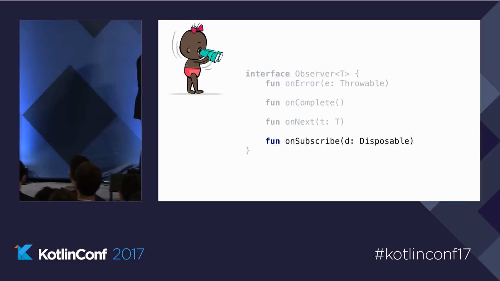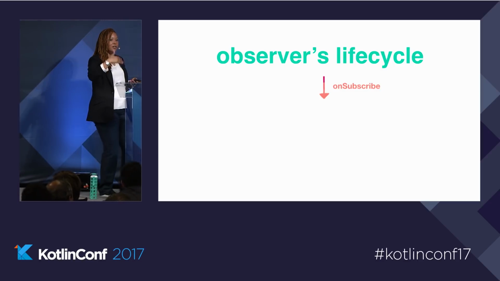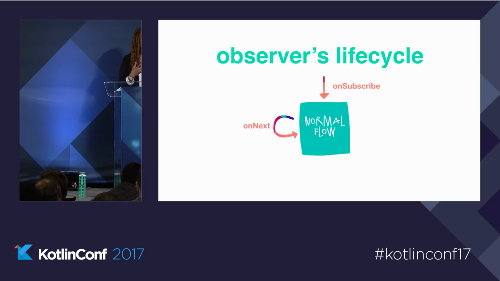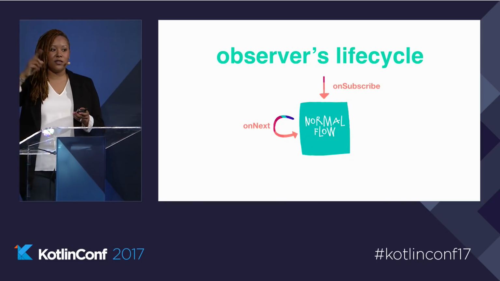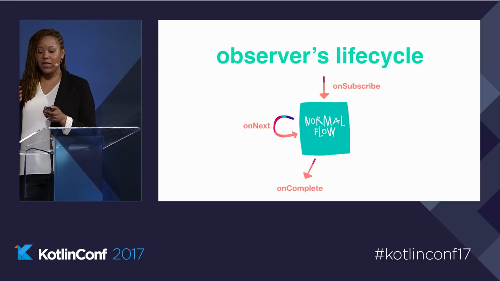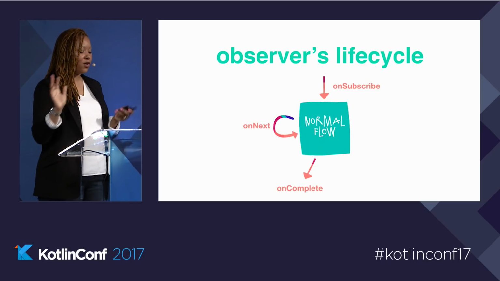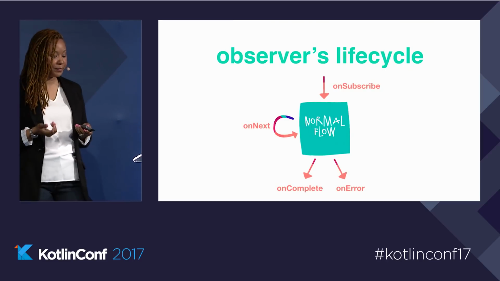So an observer also has a life cycle, and the order of those methods needs to be respected. Whenever it is subscribed, it has to have a call to the onSubscribe method. And then during the normal flow of its life cycle, there can be 0, 1, or many calls to its onNext method. And then finally, it can have a call to onComplete if it's successful, or it can have a call to onError in the case of some particular type of failure.